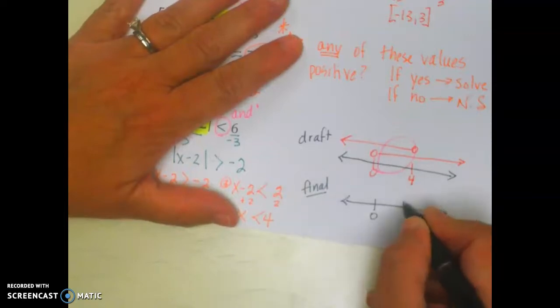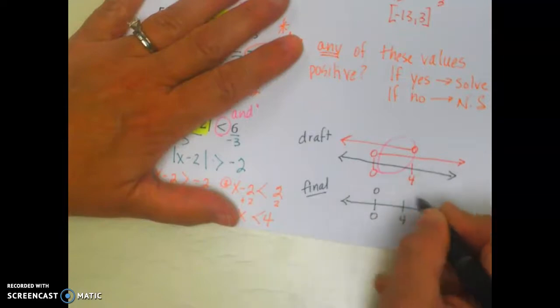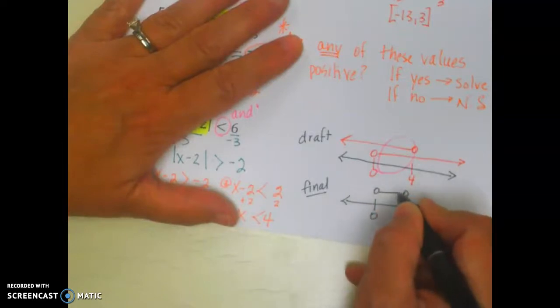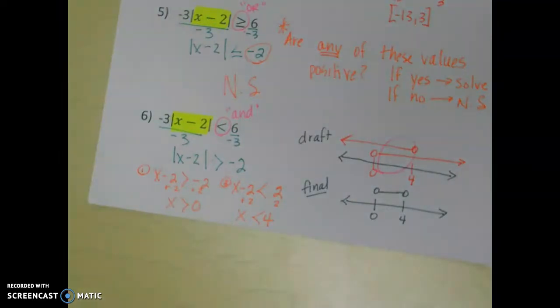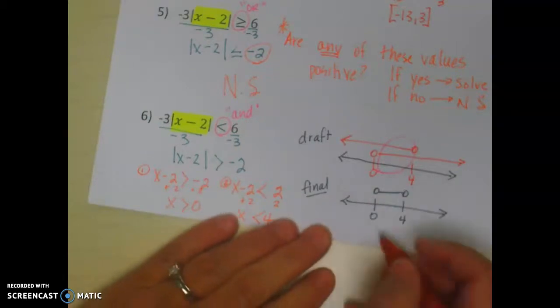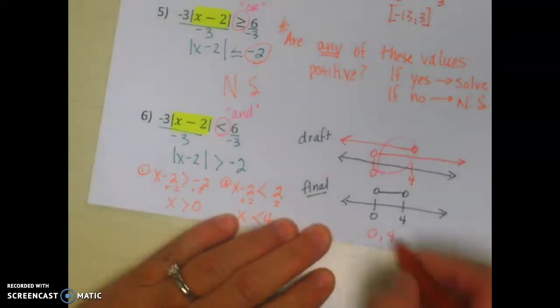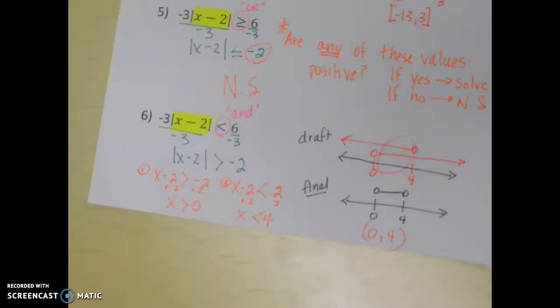So I have a 0 and a 4, and those are open circles, and you have the overlap. Okay, what they share, what they both have. Then your interval notation is going to follow that. It's a 0 and a 4. They're both going to be parentheses because we have open circles. Okay, and I've got one more problem I want to do.